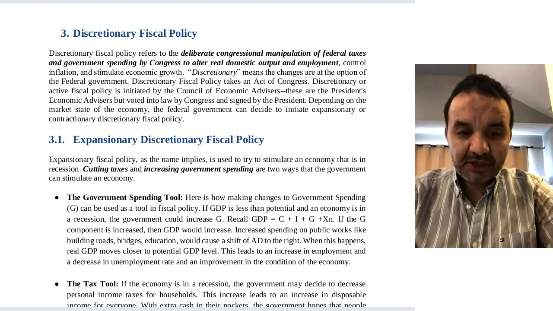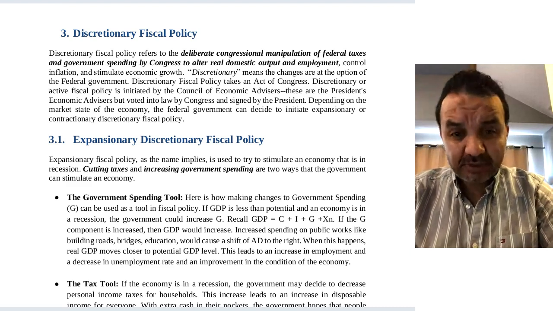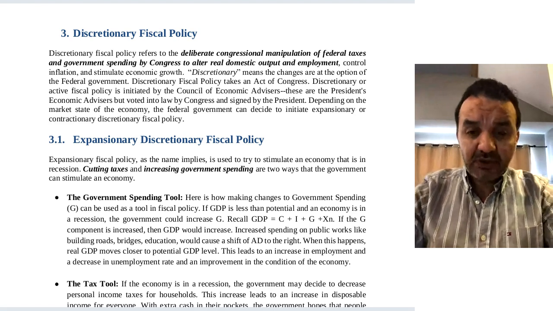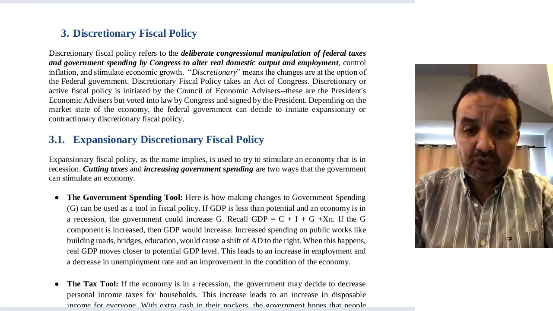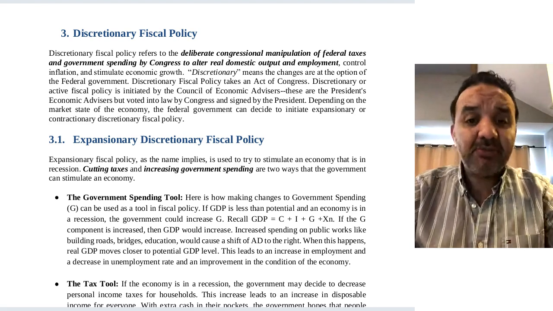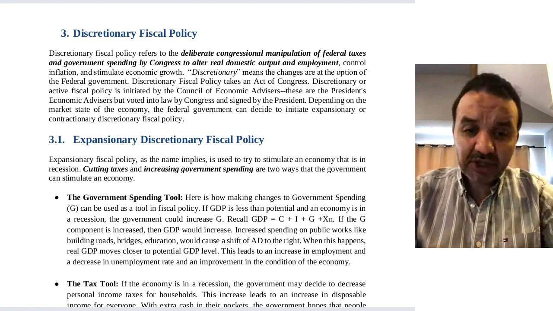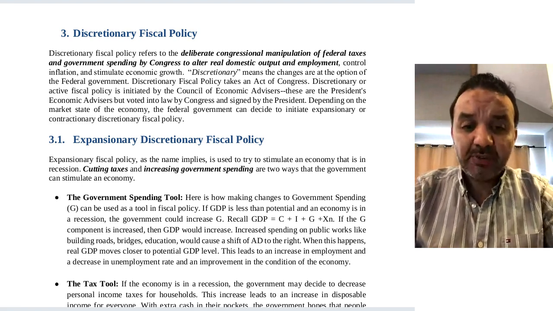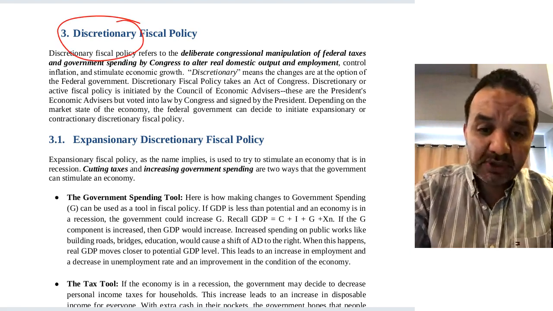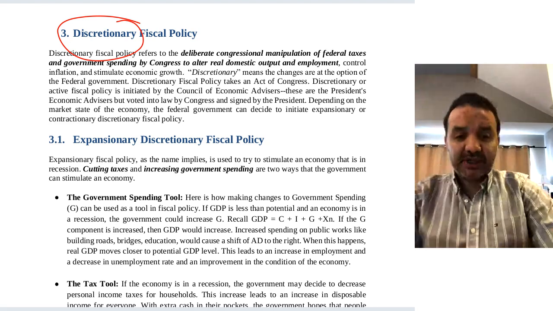Hello again. In this video, let's explain the two different types of fiscal policy. In the previous video, I said that there are two different types of government spending: discretionary government spending and mandatory government spending. By the same classification, we can classify fiscal policy into two types: discretionary fiscal policy and non-discretionary policy, which I'm going to explain in the next slide.